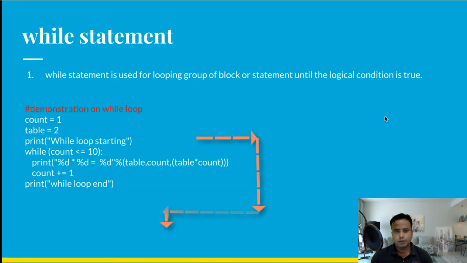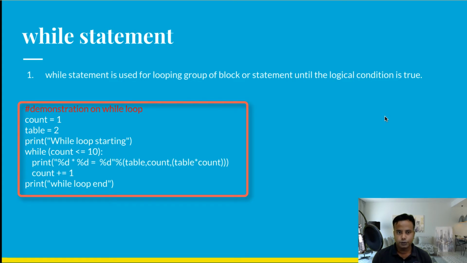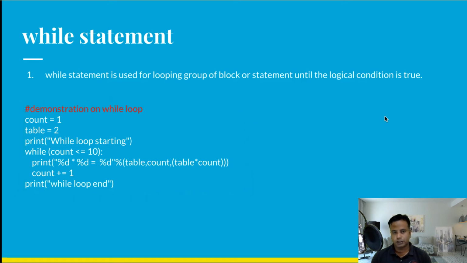And this is the example, my friend. Suppose we want to print a table of 2, so you can use a while loop. While count is less than 10, that is an expression. Print a bunch of statements or execute your logic and then increment the counter by 1 so that there is a way to exit out of the loop.